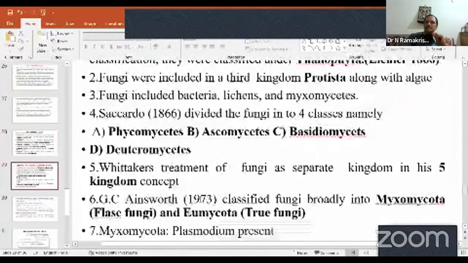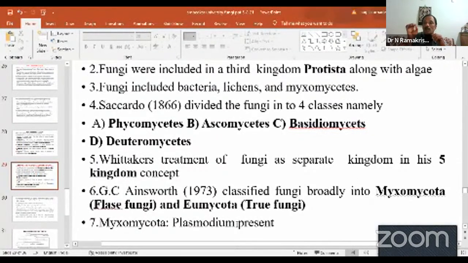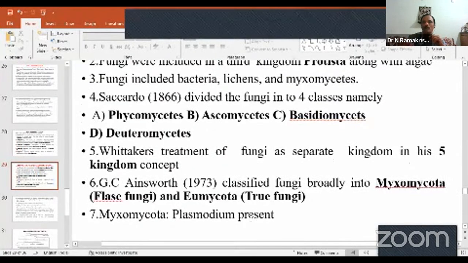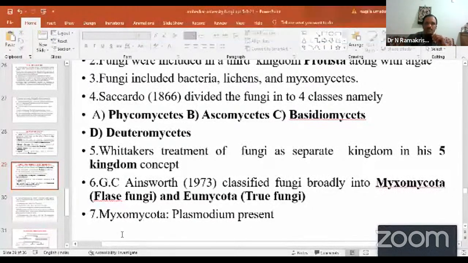In 1973, Ainsworth classified fungi broadly into two categories, Myxomycota and Eumycota. Myxomycota are false fungi, Eumycota are true fungi. In Myxomycota, a Plasmodium is present instead of a cell wall. Here we are looking only at Plasmodium-like structures. Recall that the Plasmodium structures are in Myxomycota, which is another name for false fungi.